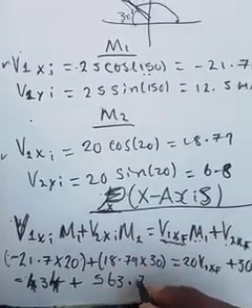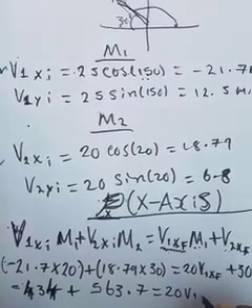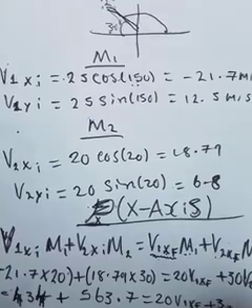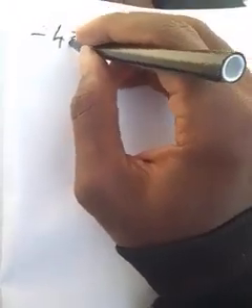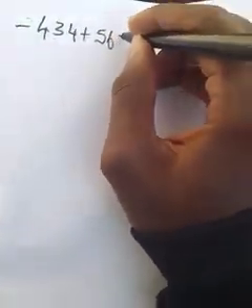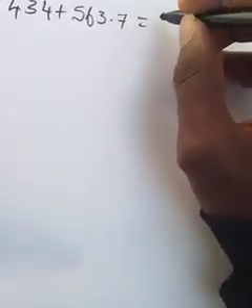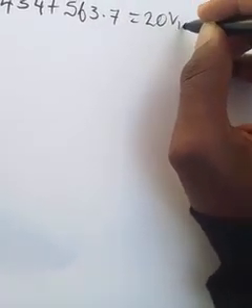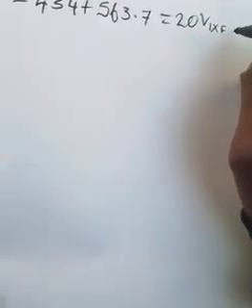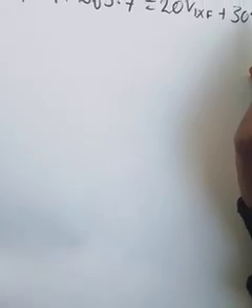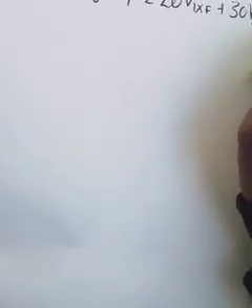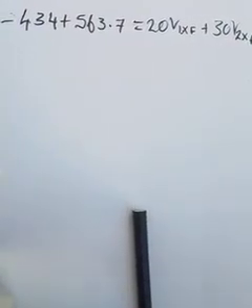563.7 is equal to 20 V1xf plus 30 V2xf. Let me just rewrite this one again. Okay, so we have negative 434 plus 563.7 is equal to 20 V1xf plus 30 V2xf. Okay, let's now try to simplify the other side.